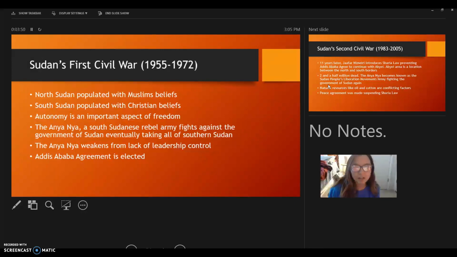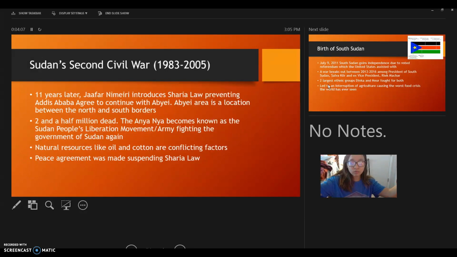So eventually the Anyanya weakens and the Addis Ababa Agreement is elected. This would end hostility and hope for autonomy, which eventually was elected in, and it helped for a little bit until 11 years later, the Second Civil War approaches. We have Jamar Nimiri, who introduces the Sharia law. That's part of the principles that the Muslim follows. This is what prevents the agreement to break, and to continue with the Bay. And the Bay is a contested area between the north and south borders. Eventually, 2.5 million people are dead.